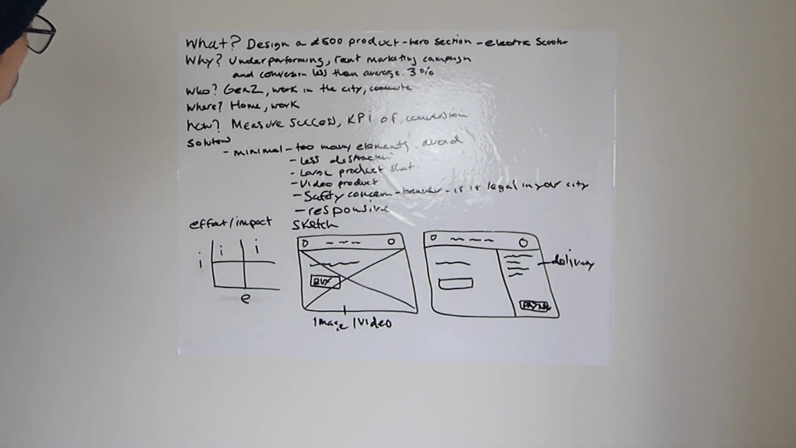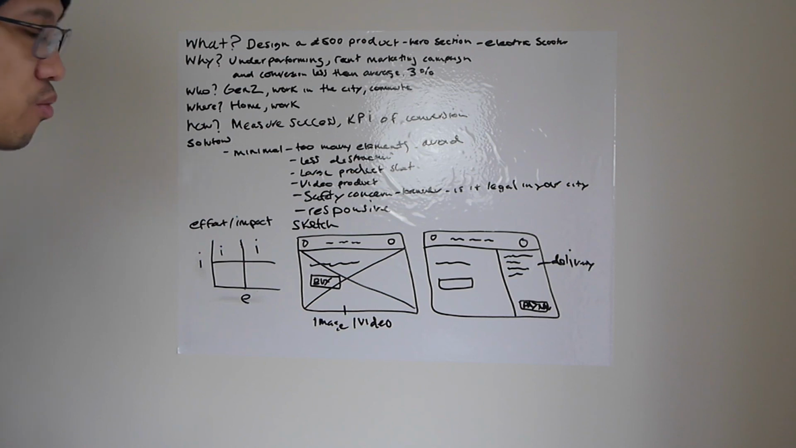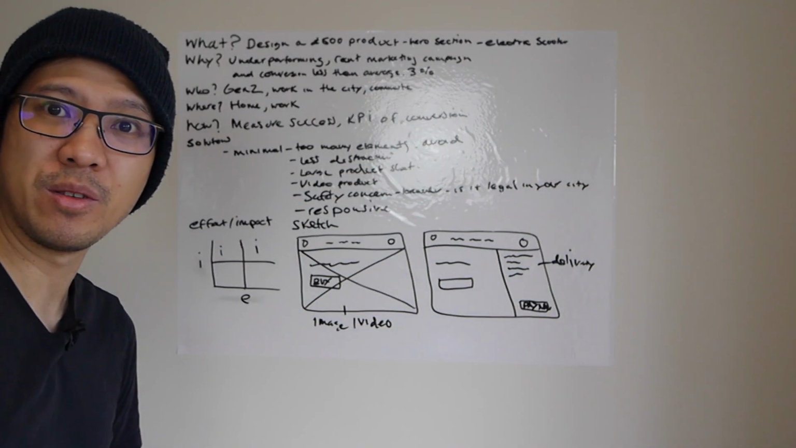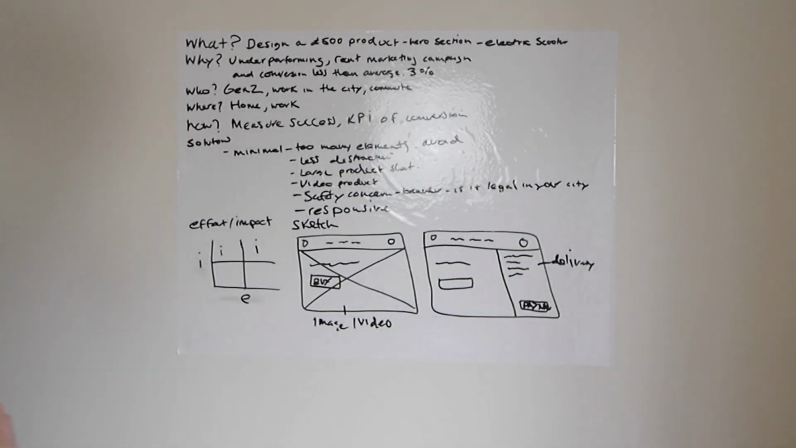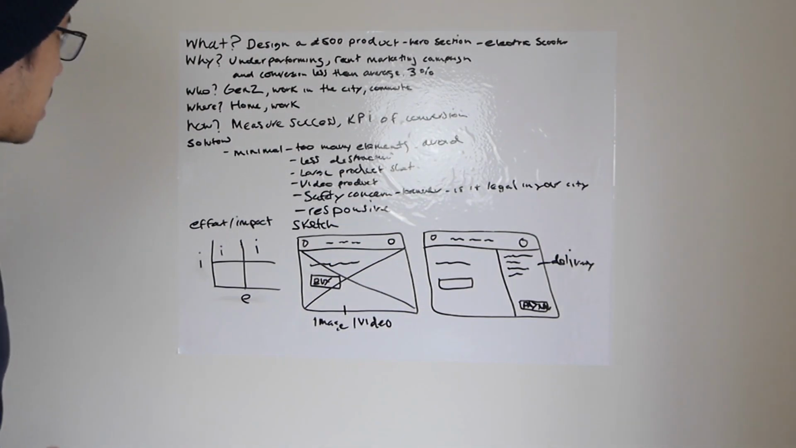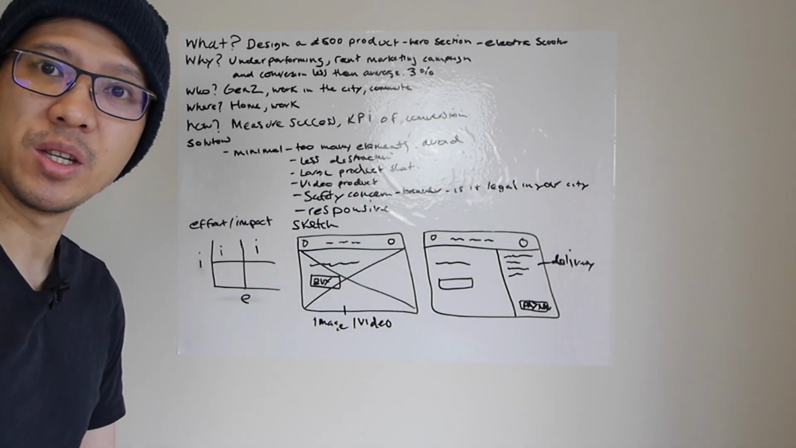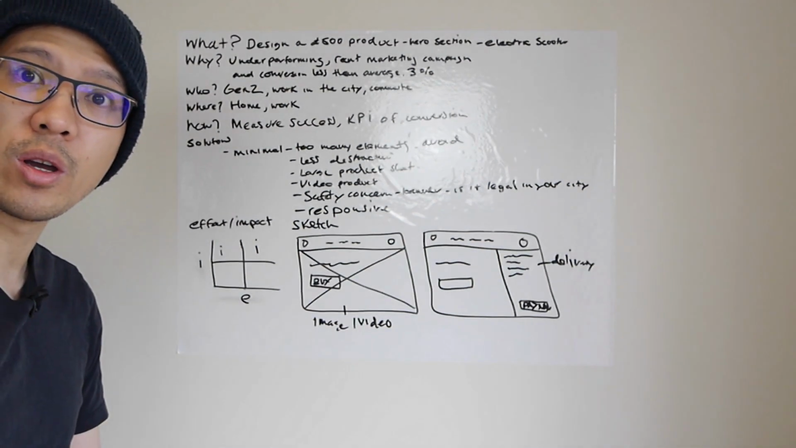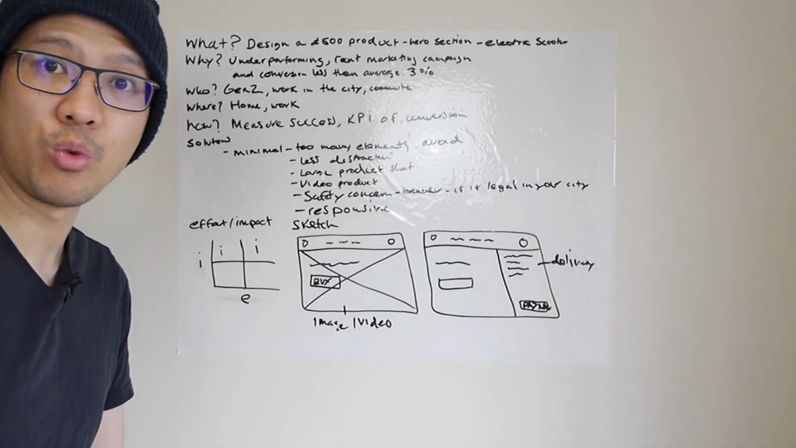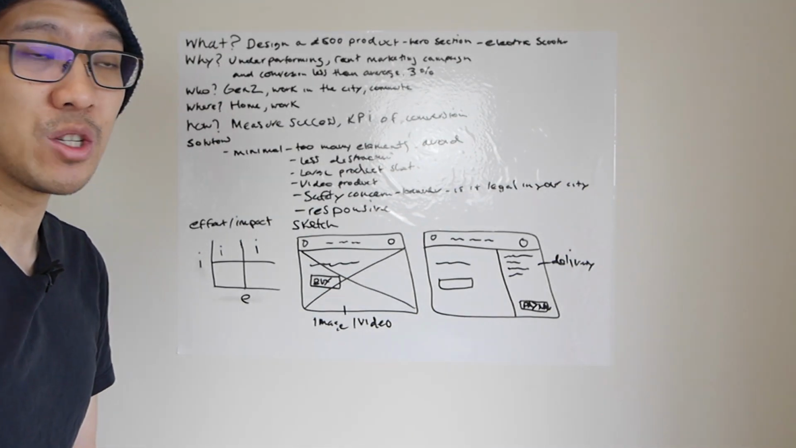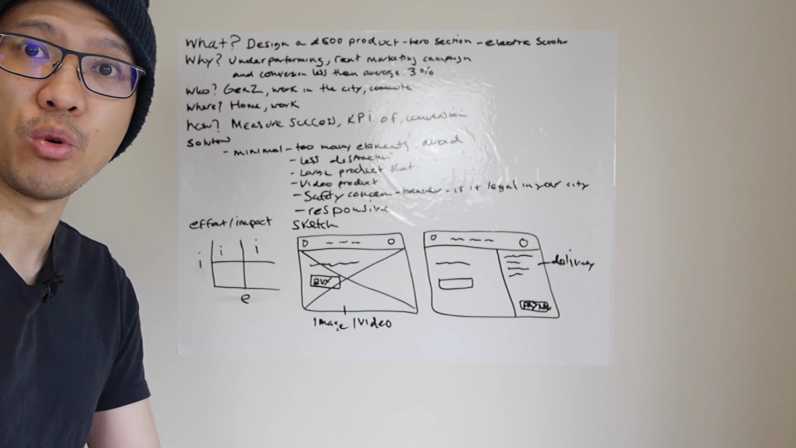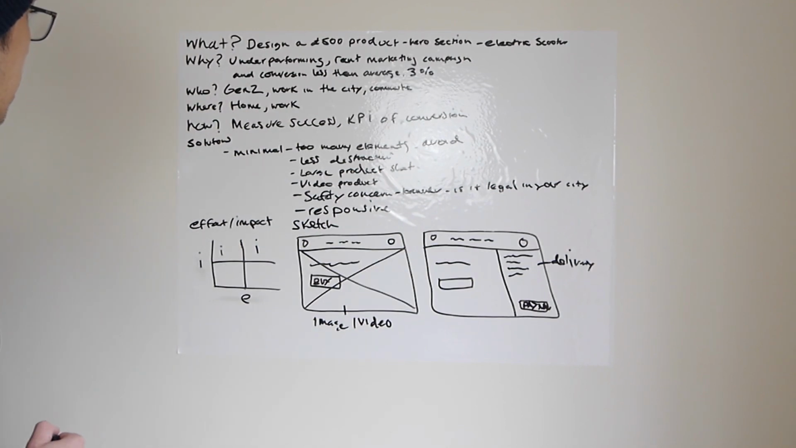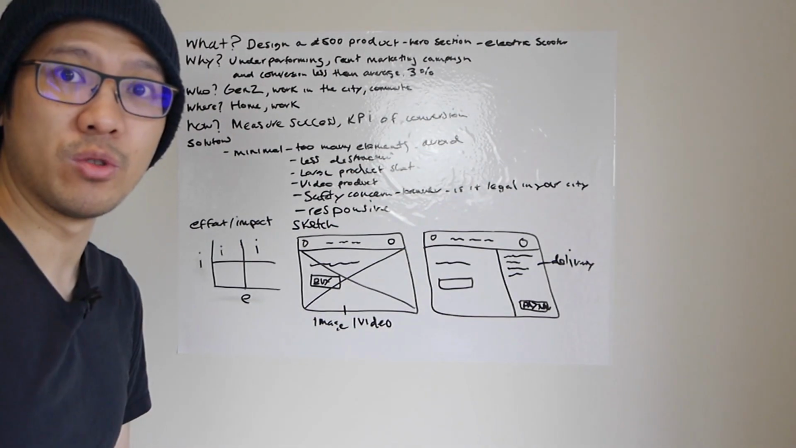And why are we doing this? The client feels that it's underperforming. They recently had a marketing campaign and the conversion was less than 3%, which is an average apparently. And who is this for? Who are we targeting? Looking at the data, it is Gen Z. They work in the city. They like to commute to work. Because of the recent pandemic as well, there's a lot of data pointing to alternative modes of transport. So again, the client feels that electric scooters are trending.